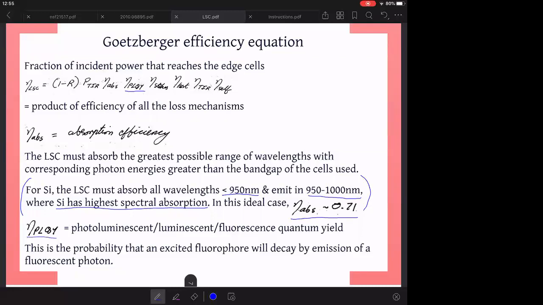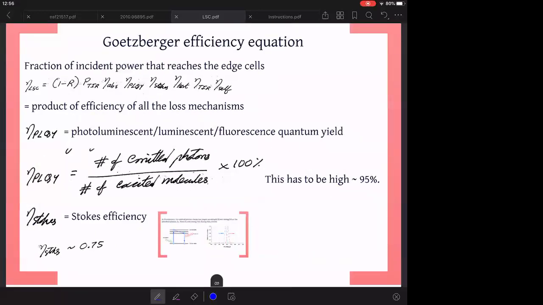So that's this term PLQY. This is the probability that an excited fluorophore, a molecule that has absorbed the incident photon, will decay, it will lose that excited energy by emission of a fluorescent photon. This is a very complex process, but we'll talk about this in a very simple sense next. So the photoluminescent quantum yield can be written very simply as the number of emitted photons, that's this numerator here, divided by the number of excited molecules times 100%.